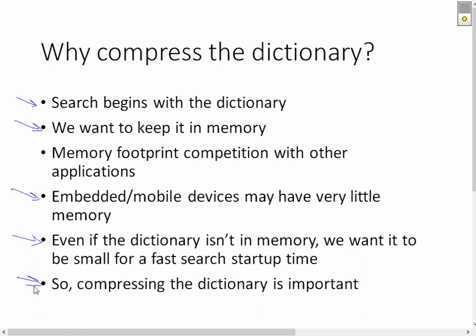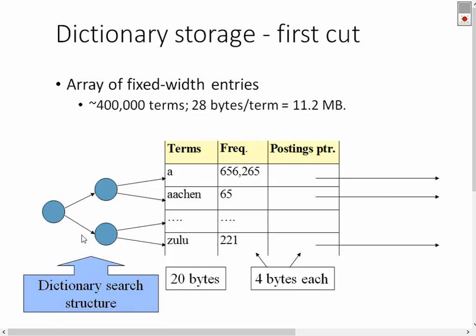So all of this basically leads us to the point that compressing the dictionary is absolutely important. One would even say vital for an information retrieval system. So how do we do that?